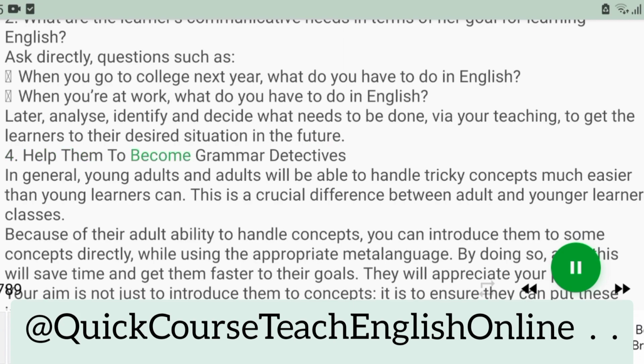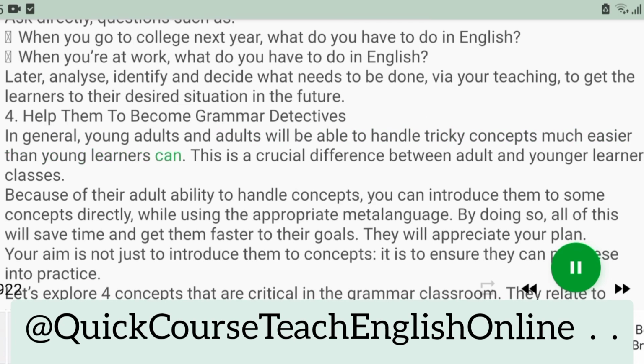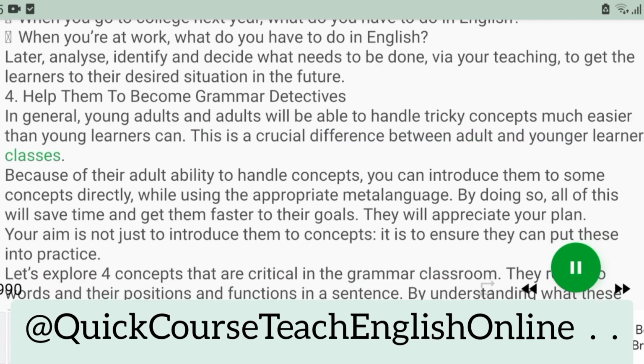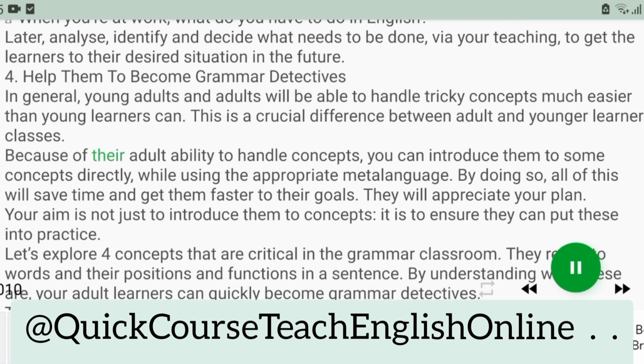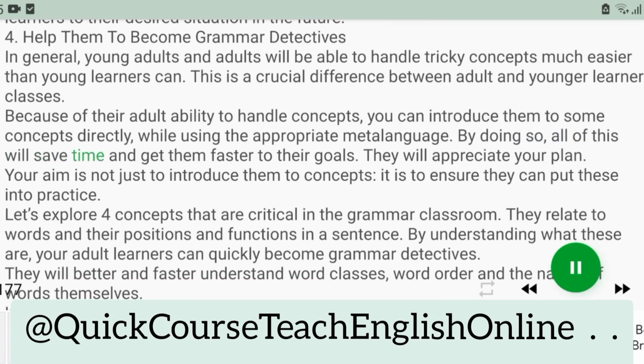4. Help them to become grammar detectives. In general, young adults and adults will be able to handle tricky concepts much easier than young learners can. This is a crucial difference between adult and younger learner classes. Because of their adult ability to handle concepts, you can introduce them to some concepts directly, while using the appropriate metalanguage. By doing so, all of this will save time and get them faster to their goals. They will appreciate your plan.